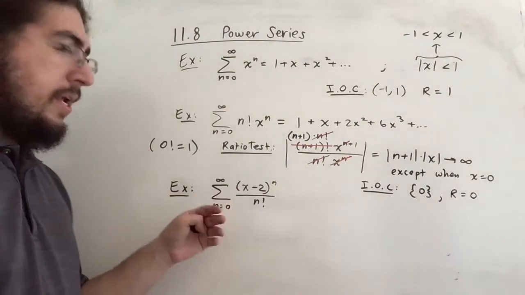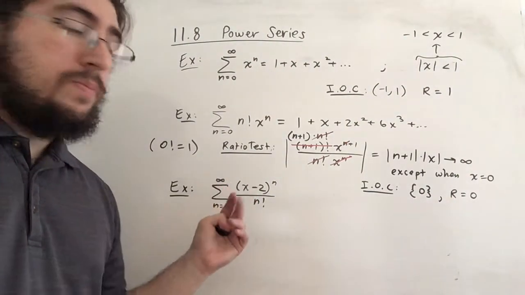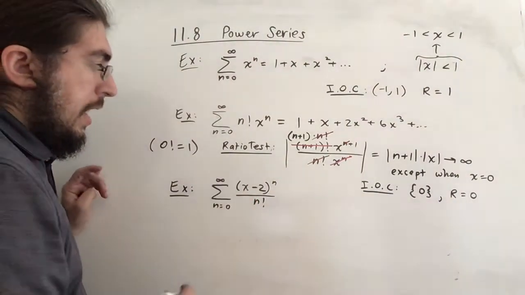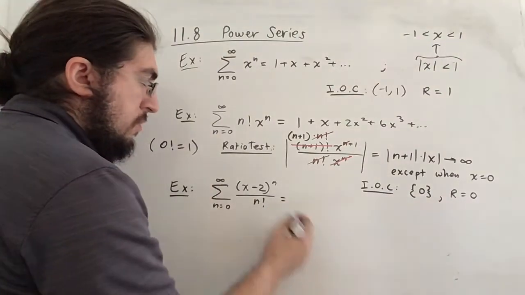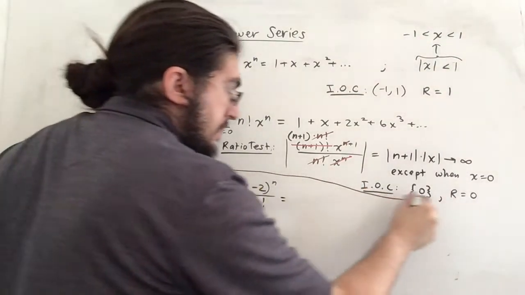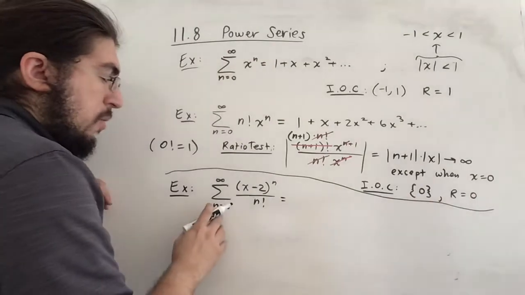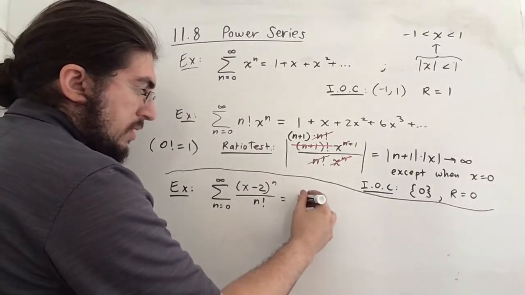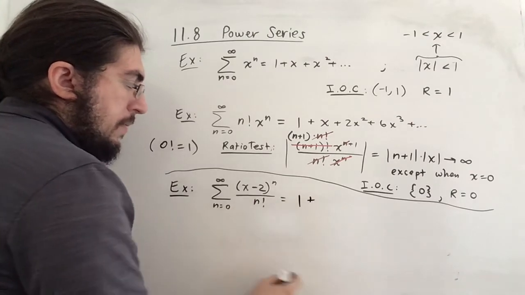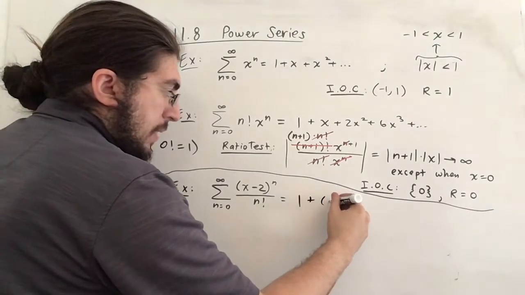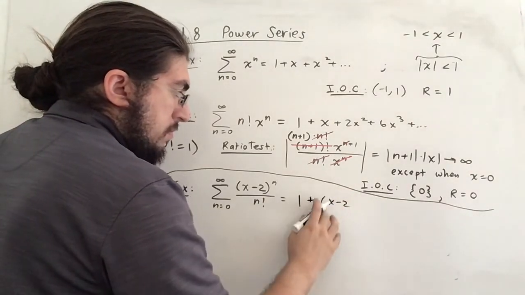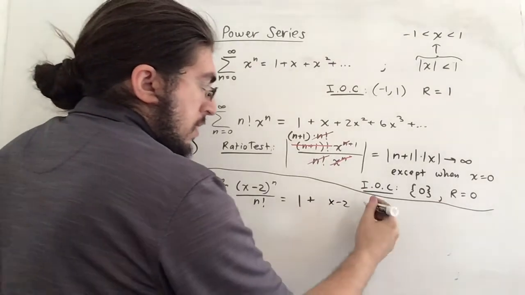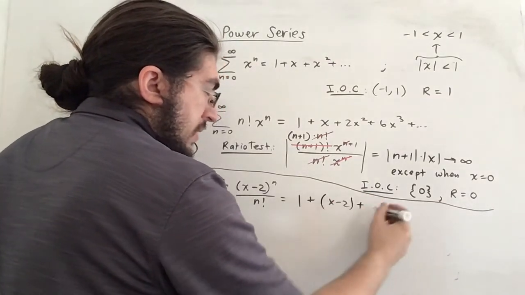For this example here, notice we have a center for this power series of 2. And we could, again, write out a few terms if you'd like. Let me separate these. So if you plug in 0, you get this to the 0 is just 1. 0 factorial is 1. We saw that already. Plus, that would be x minus 2.